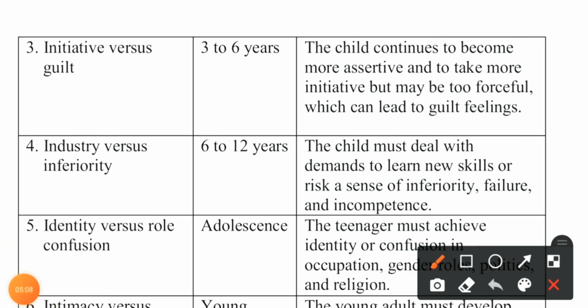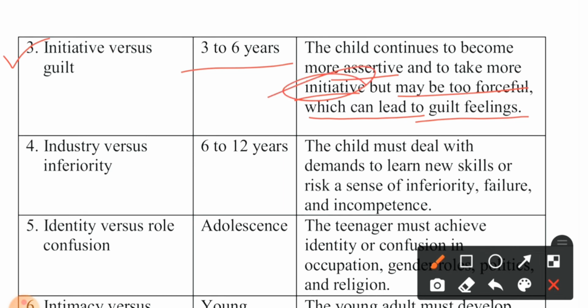Okay, and next one is initiative versus guilt. This is the third stage that takes place between 3 to 6-year-old child. The child continues to become more assertive and to take more initiative, but may be too careful, which can lead to guilt feeling. So at this stage, the child likes to take initiative, he wants to do something new, but on the other hand, he is careful that in case this goes wrong, he may feel guilt about it. So this happens at the third stage.